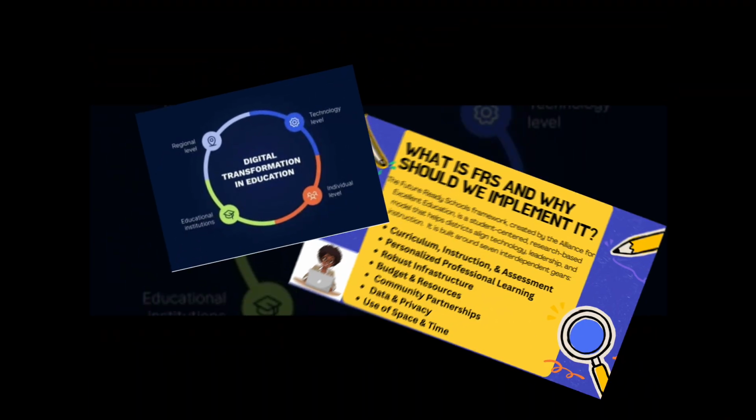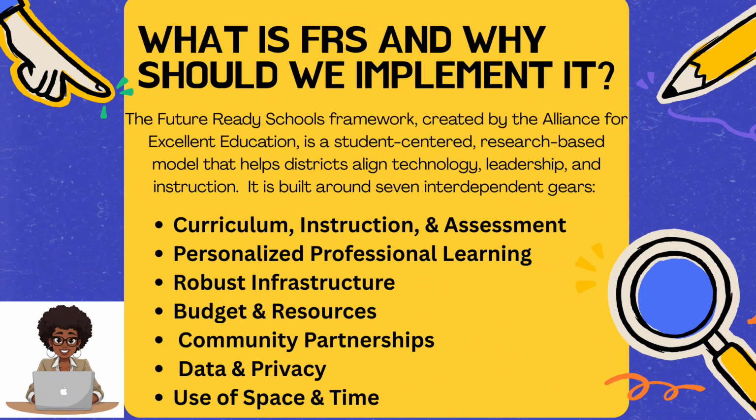What is a framework and why should we implement it? The Future Ready Schools framework, created by the Alliance for Excellent Education, is a student-centered, research-based model that helps districts align technology, leadership, and instruction. It is built around 7 interdependent gears. At the center is student learning, reminding us that every gear should ultimately benefit student success, equity, and digital citizenship.